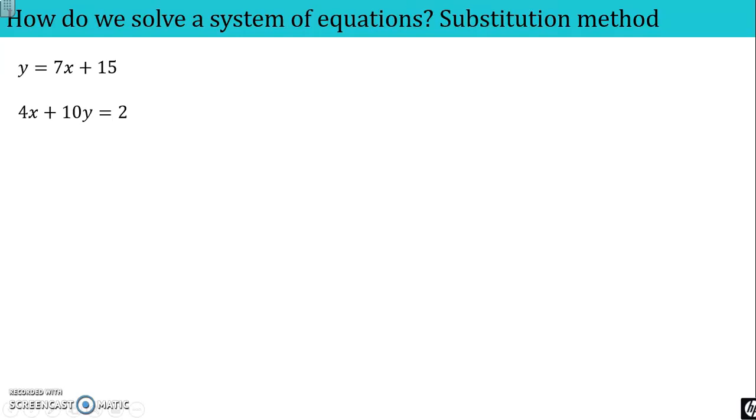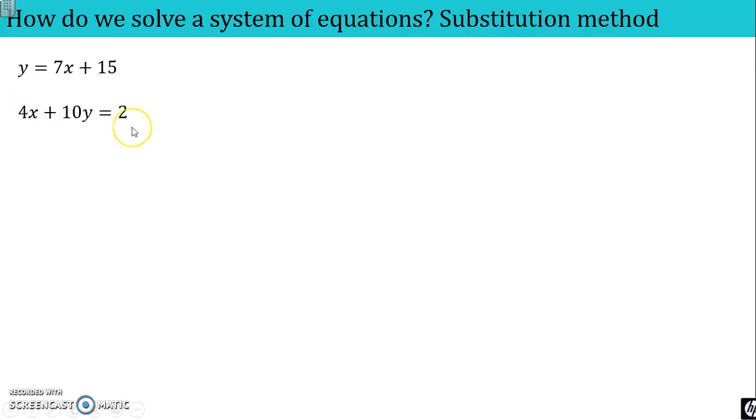So if and only if one variable is already isolated, so already all by itself on one side of the equation, I use the substitution method in this scenario, right? If a variable is already isolated, and for everything else, I use elimination. So once more, I would only use the substitution method if you already have one variable isolated.